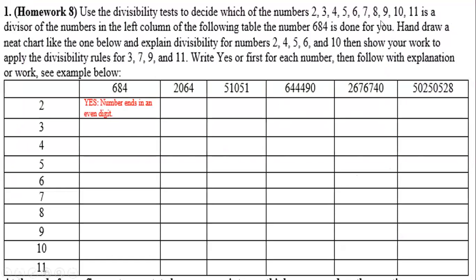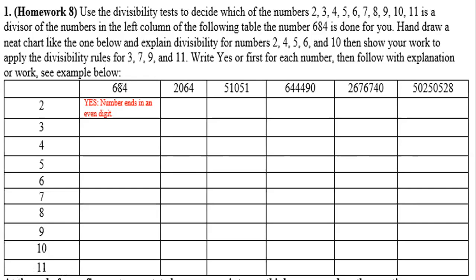This one looks hard, but it's really just a lot of work. So I'm only going to really do one column. I have the answers at the end of our slides. I'll just pick a couple, but the point of this question is to use the divisibility test to decide if a number is divisible by 2, 3, 4, 5, 6, 7, 8, 9, 10, and 11.